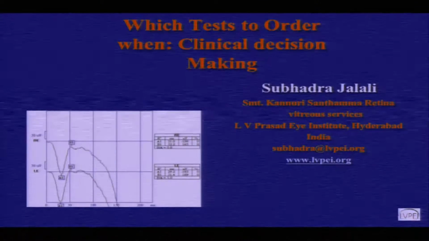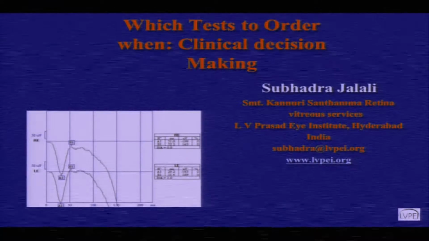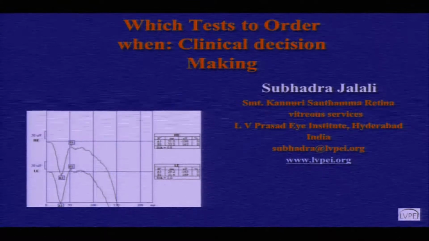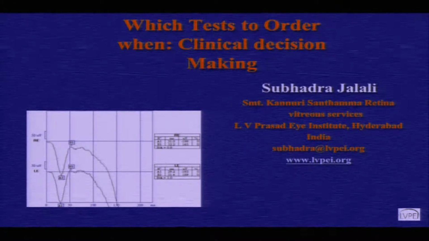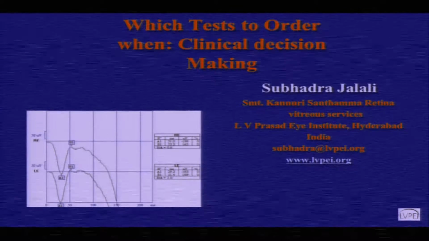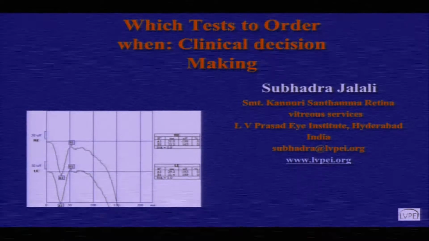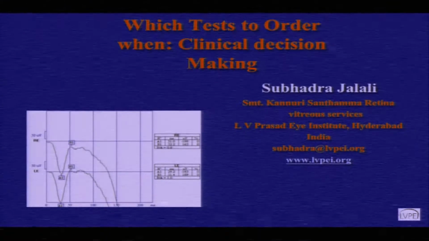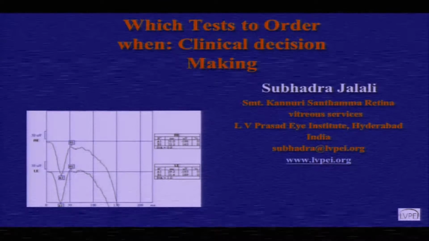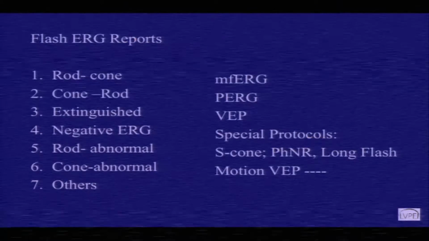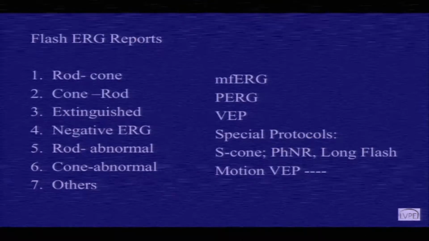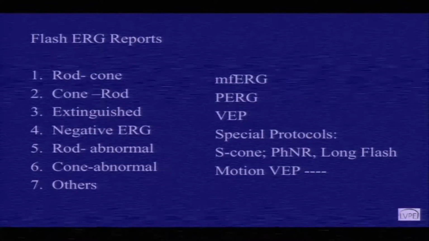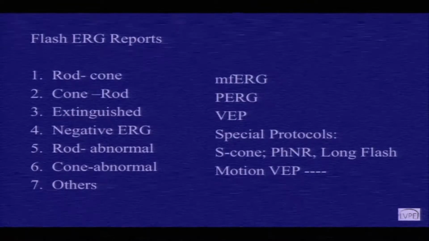Thank you. I'm going to talk about which test to order, because many times people just order VEP, ERG, EOG, multifocal ERG without understanding what we are expecting. As we know, we should have a pre-test probability of what we are expecting, otherwise we'll just go haywire. So the flash ERG reports, fortunately, can be put into one of these six or seven types, so it's not very difficult to interpret.